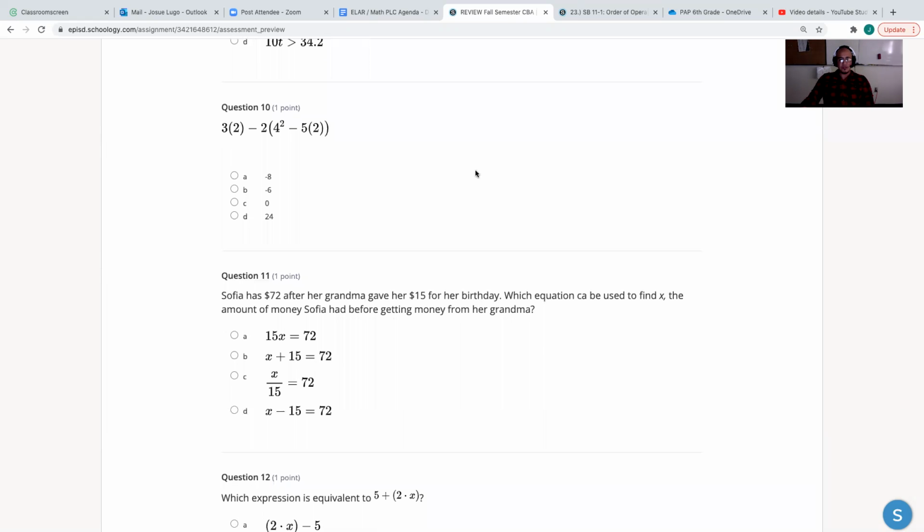Number 11. Sophia has $72 after her grandma gave her $15 for her birthday. So she starts with a certain amount. Her grandma gives her 15, and then now she has $72, right? We want to know which equation can be used to find X, the amount of money she had before getting money from her grandma. So again, she had a certain amount of money. Then her grandma comes and gives her 15 bucks for her birthday. Now she has $72. All right.